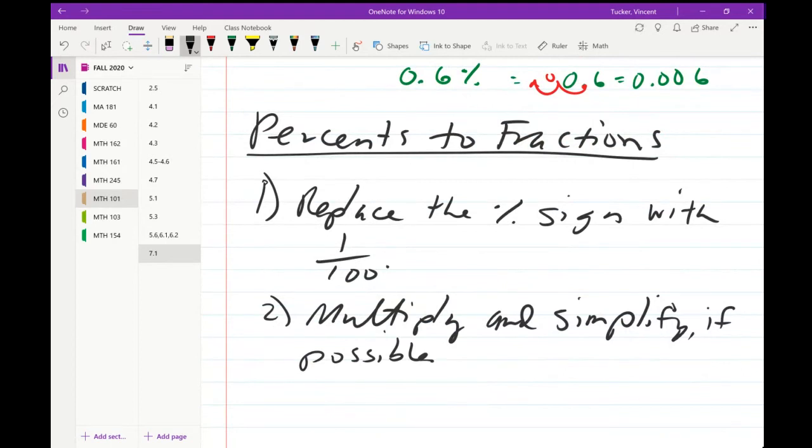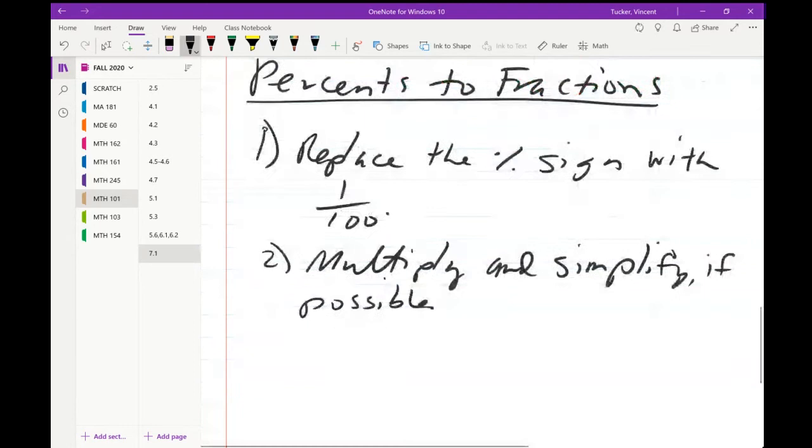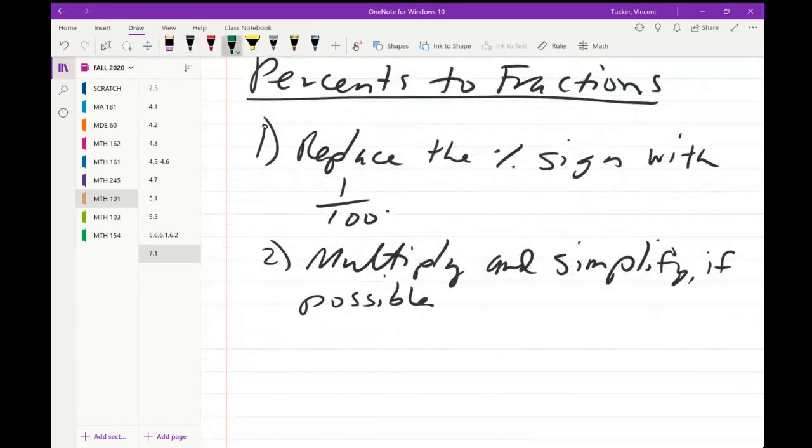All right, so percents to fractions. We're going to find a percent sign. Should be able to see it if it's a percent. You're going to replace the percent sign with 1 over 100. Then we're going to multiply and simplify if possible.